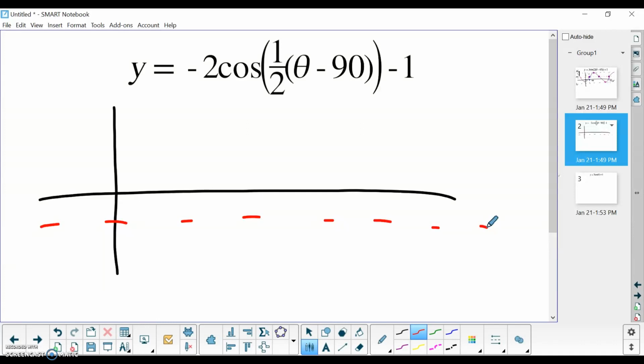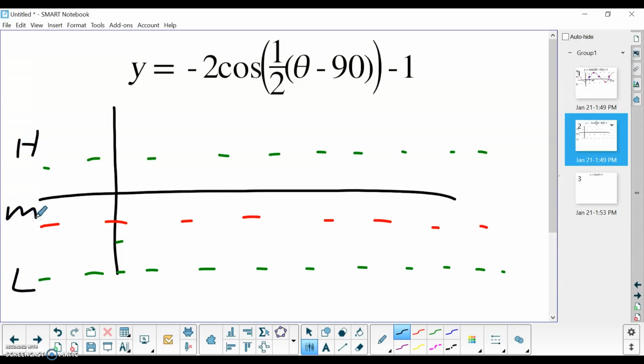The next thing I'm looking at is my vertical stretch of 2. And so this is going to tell me that I go up 2 and I go down 2. That's my range of my function. So in this case, my range would be from -3 to +1. And so that shows me my high point, my low point, and my midline.